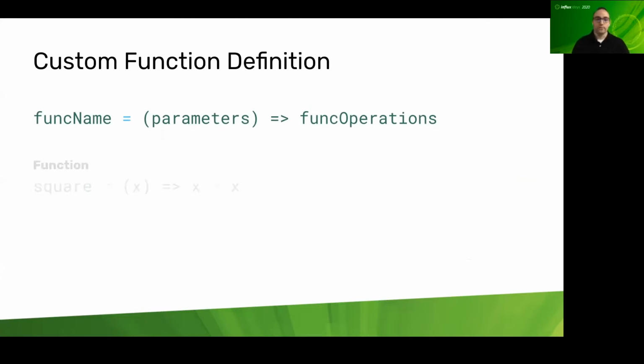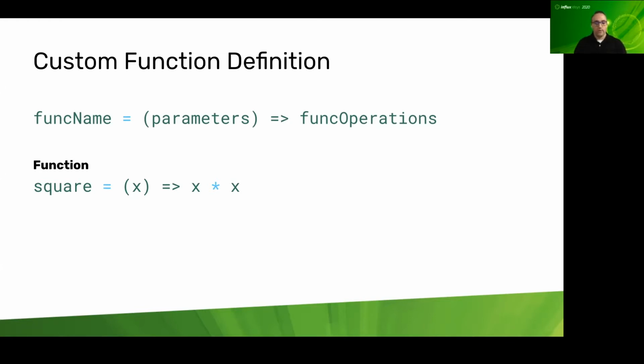So for example, let's say I want to create a square function that takes x and multiplies it by itself. I would name my function square, I would have an x parameter, and then my function operation simply multiplies x by itself. So one of the things that I take full responsibility for is in the current Flux documentation, it doesn't make this very clear, but there's a misnomer.